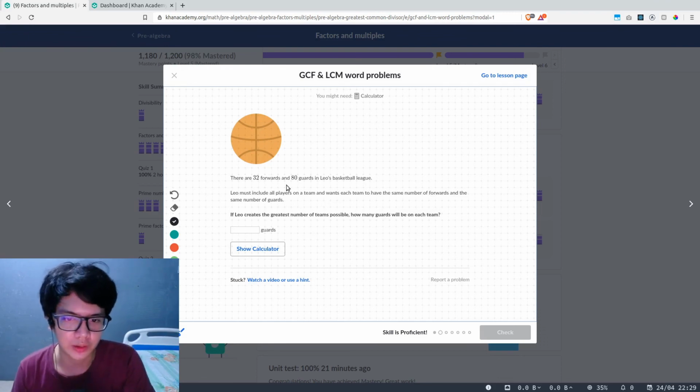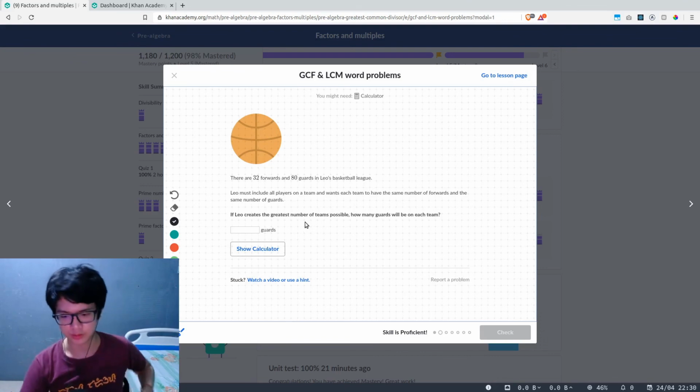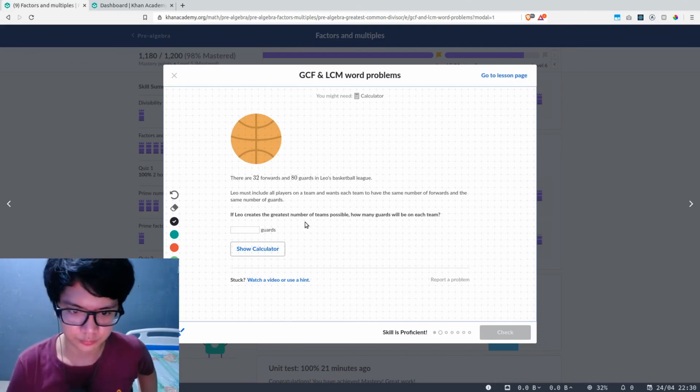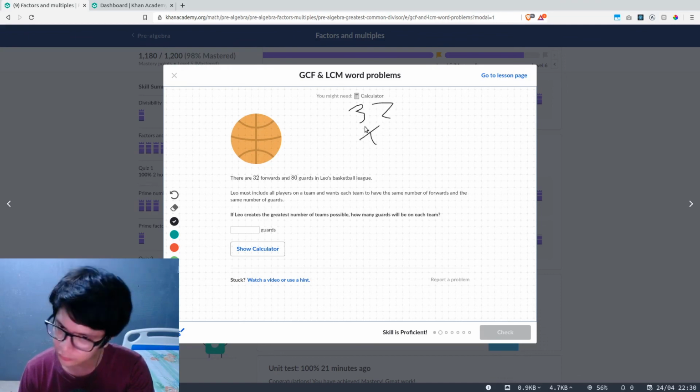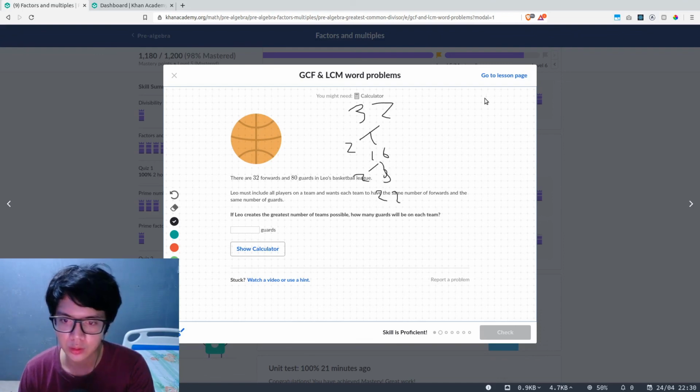There are 32 forwards and guards in the league. It must include all players on the team and once. Man, this is messing me up. Leo must include all players on a team. 32 and 2, 16. And 2, 8, 2, 2, 2, 2. Okay. 2 times 2, 4 times 2, 8 times 2, 16. That's 4, then 2. Okay.